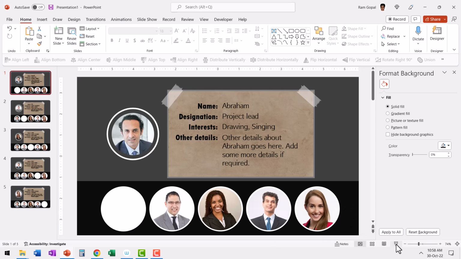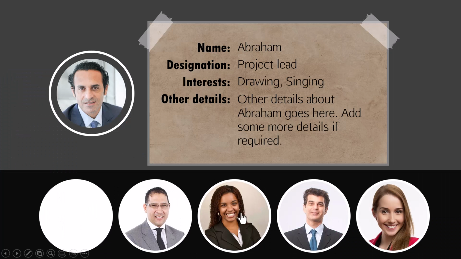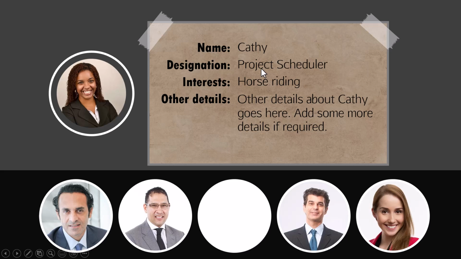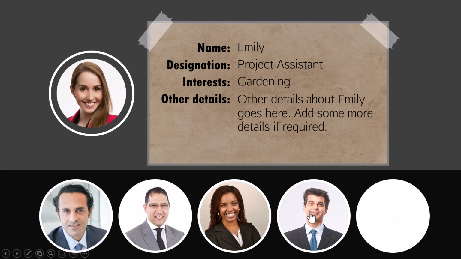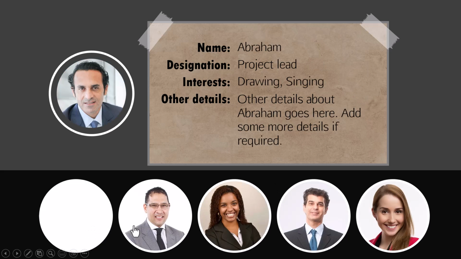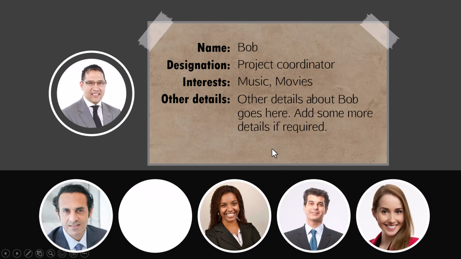So let us go to slideshow and see if we are able to have the photos linked correctly. So go to slideshow. Let us click on Kathy, and Kathy's details are shown. Let us click on Emily. Emily's details are shown. David, Abraham, Bob, everything is beautiful.